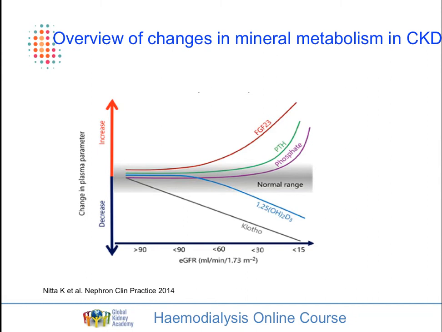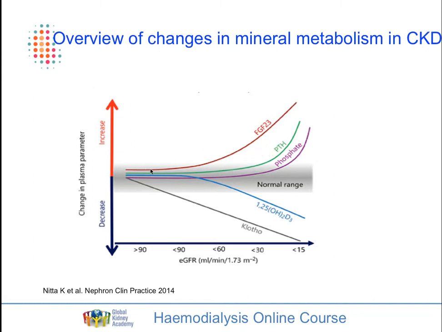So if we look at the overview of changes that happen in CKD as your GFR declines, from 90 down to 15, you can see in green here the PTH starts to rise from around 50 to 60 onwards very gently, and then you get a steep rise once you get to CKD4. The phosphate rise tends to occur a bit later, because as PTH rises in CKD, it gets rid of phosphate in the urine, so phosphate tends not to rise until fairly advanced CKD, towards CKD 4 and 5.